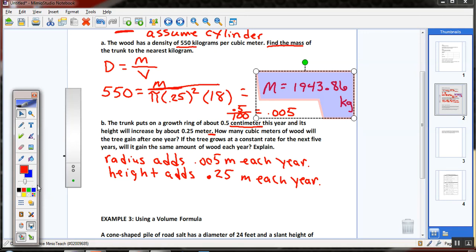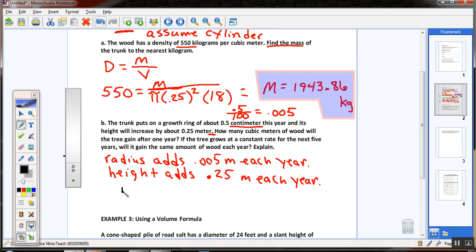Okay, so we're going to go through and do the same thing. We're going to find the mass now after it has grown for a year. We're going to follow the same process. So here we go. The density is still going to be what, kids? It's the same tree, so the density is still going to be 550 kilograms per cubic meter. We're looking for how much mass we have now. But now we have some new values for radius and height.